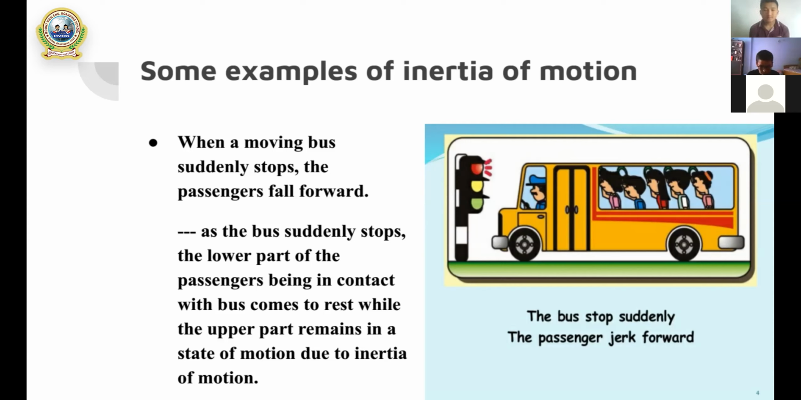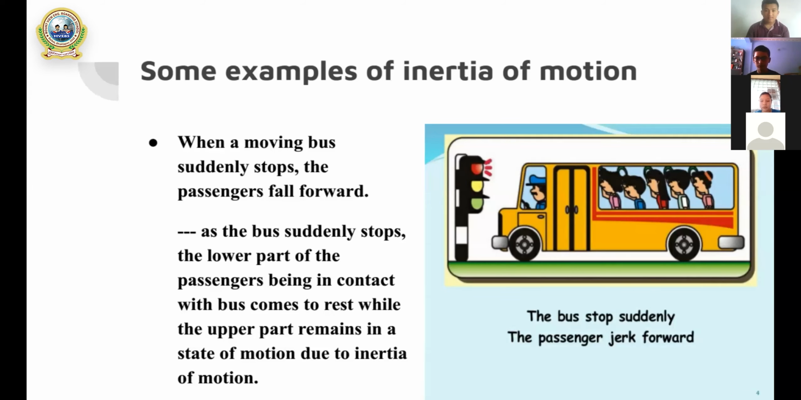The lower part of the body of the passengers can come to rest, but the upper part of the body is still in motion because it does not get the force applied. Due to that continuous state of motion of the upper part of the body, the passengers lean forward when the driver applies the brakes, or when any vehicle is stopped suddenly, and this is inertia of motion.